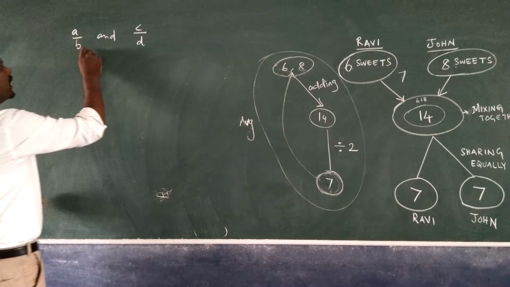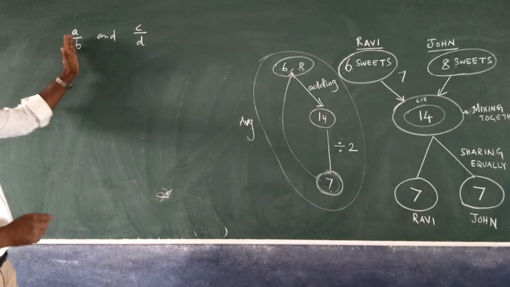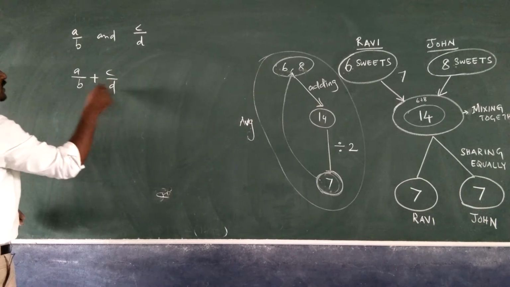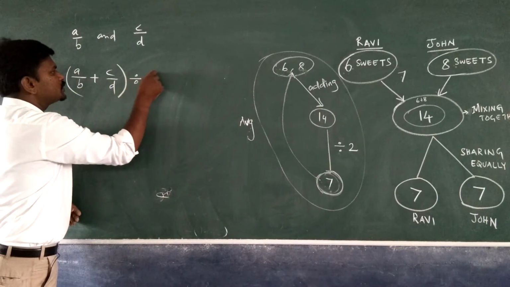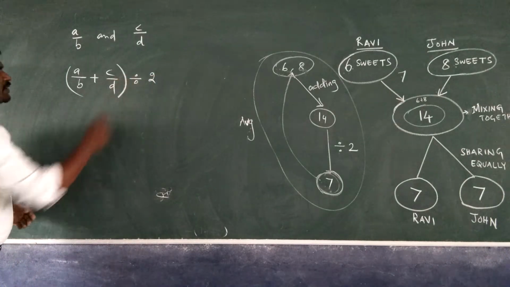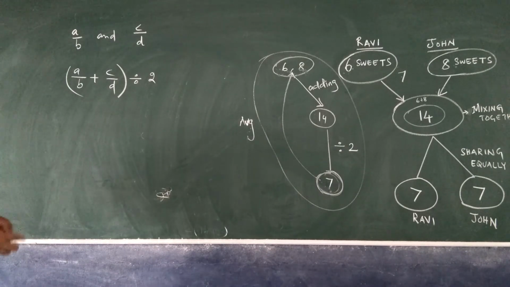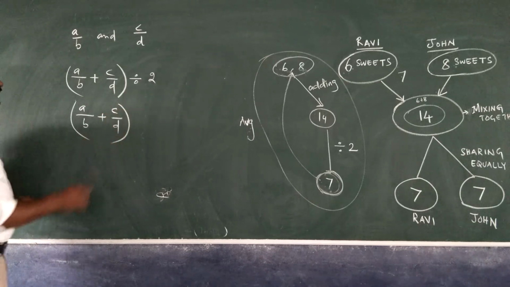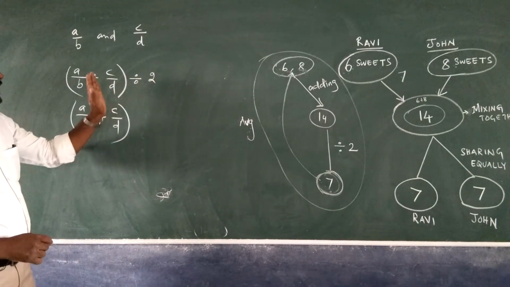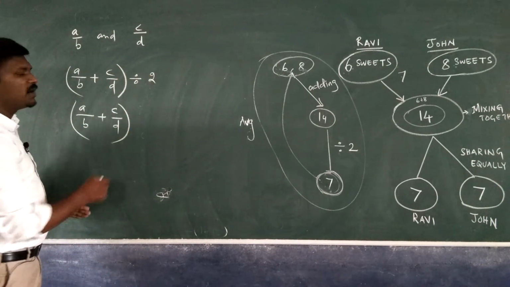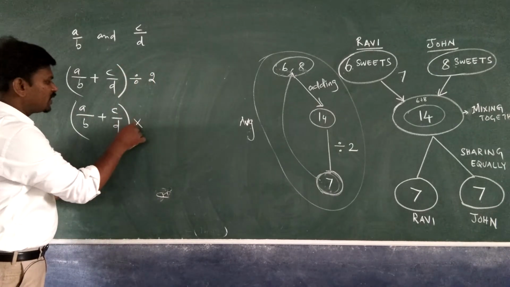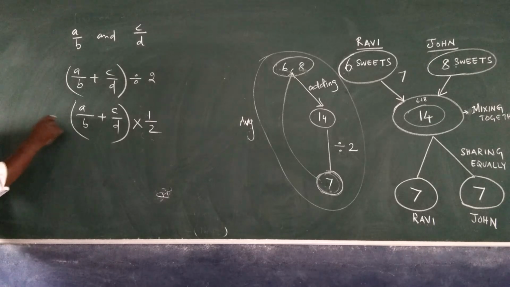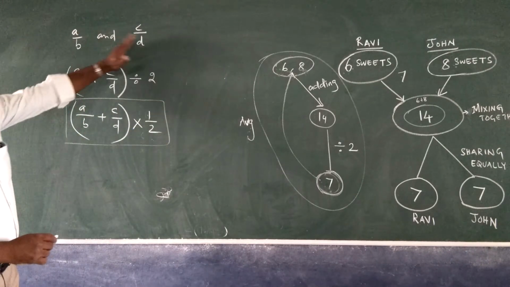So if we want to find any rational number between these two rational numbers, what we have to do? a by b plus c by d divided by 2. We know that in the last video we have studied what is division of fractions. When we divide a rational number by another rational number, actually we are multiplying by the reciprocal of the divisor. Reciprocal of 2 is 1 by 2. So this number will lie between these two numbers.